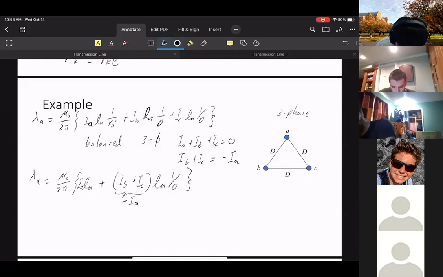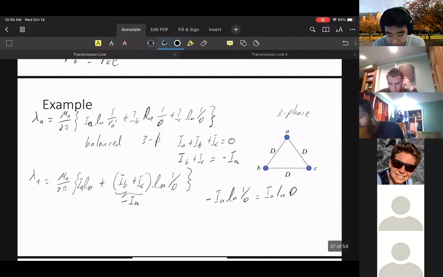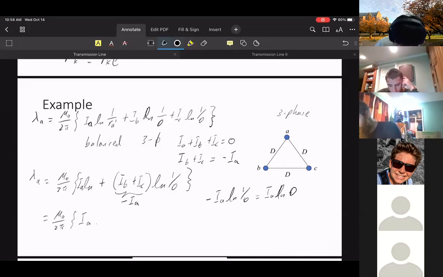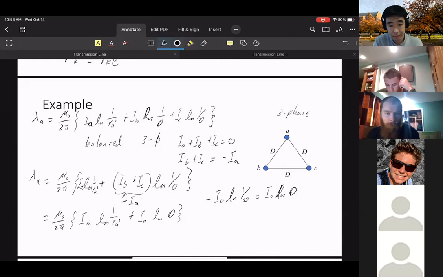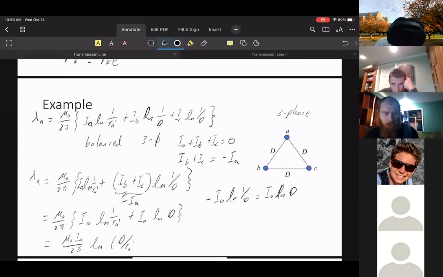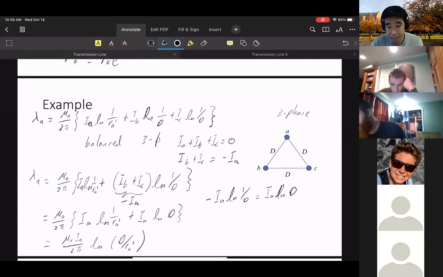So I have this log equation. What is minus IA log 1 over D? Well, I can put this minus sign inside the log. This equals IA log D, natural log of D. I put the minus sign inside. So you come to this equation: mu naught over 2 pi, IA log of 1 over RA prime plus IA log D. Instead of writing this as addition of logs, I can collect things inside the log: log of D over RA prime.